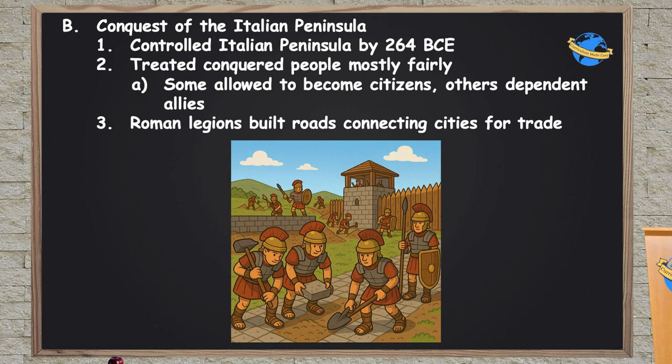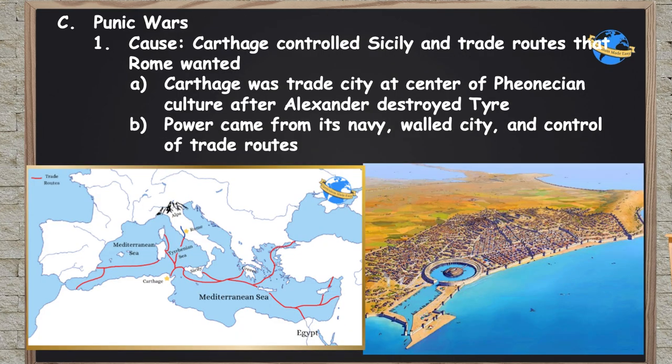The Roman legions would build roads connecting these cities for trade, but also those roads made it much easier for the Roman legions to march to a city that wasn't quite playing by the Roman rules to put them back in their place. However, where we're going to start this story is the Punic Wars, which kicks off in 264 BCE when the Romans have pretty much the control over the Italian peninsula.